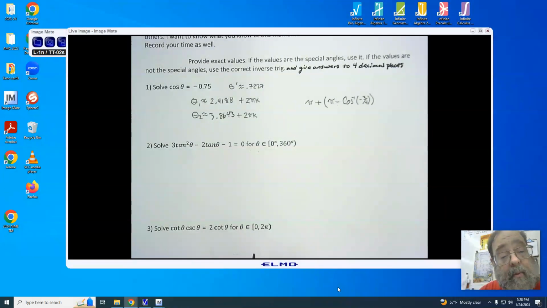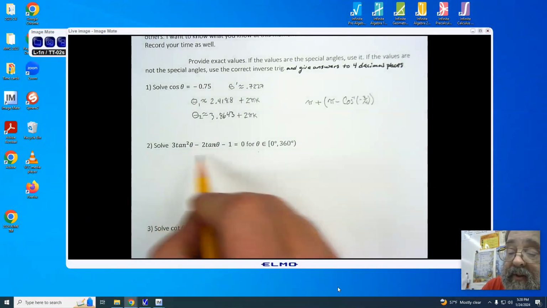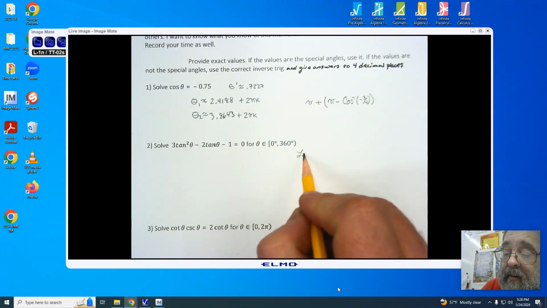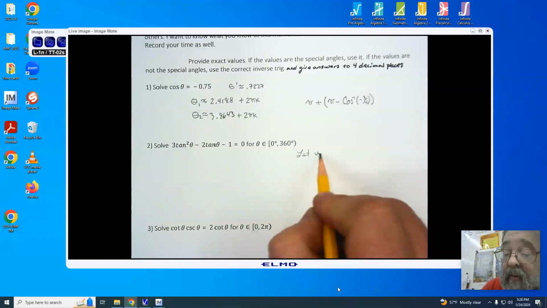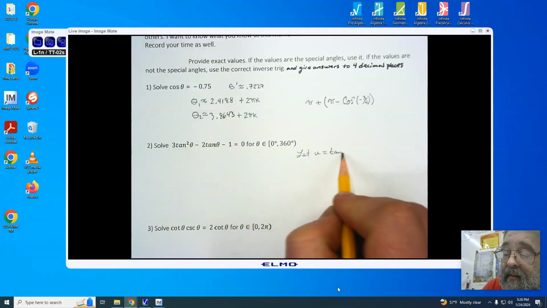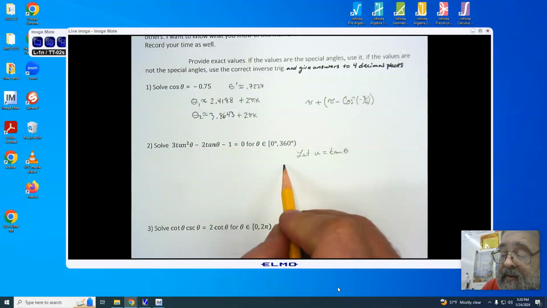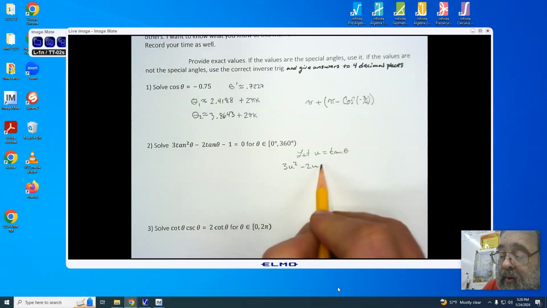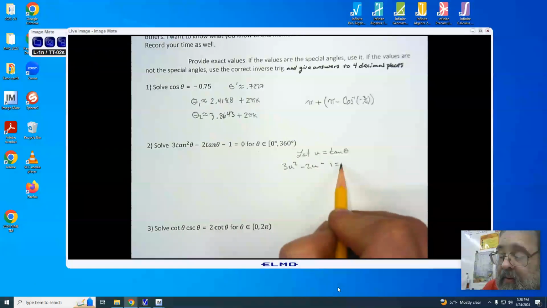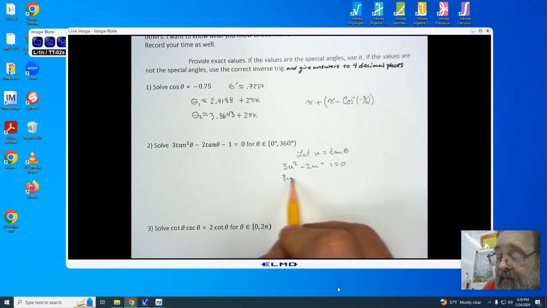Number 2. Notice in number 2, this can be written as a quadratic, and we do have choices. I can either use a dummy variable and say let's have u equal the tangent of theta, which will allow me to break this up into 3u squared minus 2u minus 1 equaling 0, and from this I can factor.